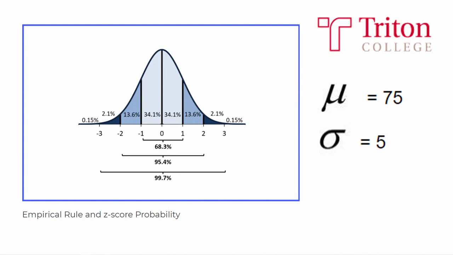Now let's change this a little bit. Let's change the scenario. We'll still use the same numbers. We'll use 75 for a mean with the standard deviation of 5. So let's just say 75 was the electric bill.